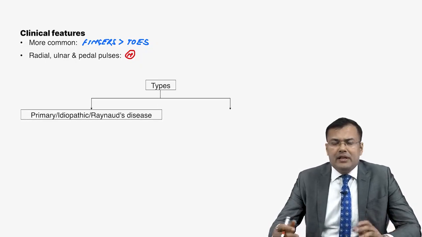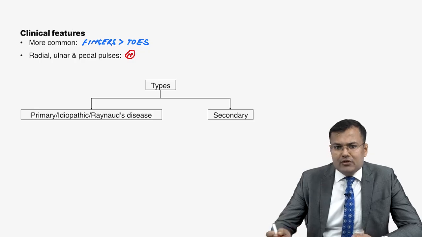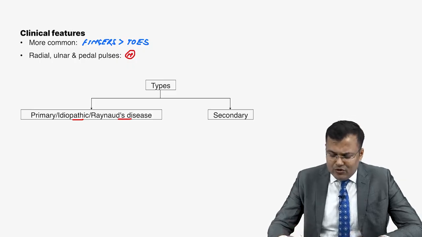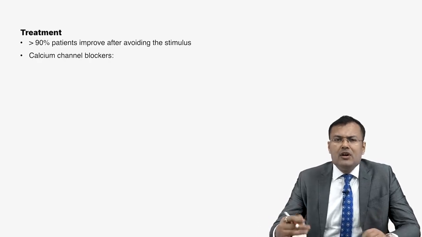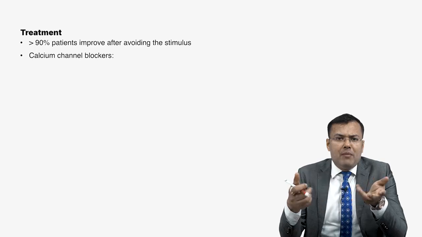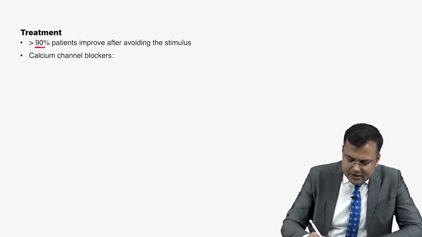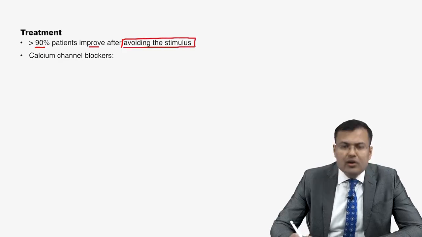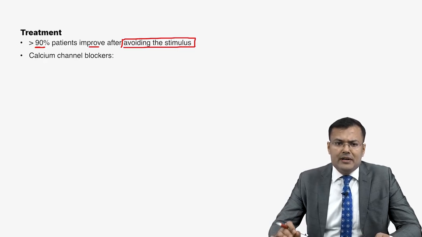You know what the types are? It is of two types, primary and secondary. Primary Raynaud's phenomena is also known as idiopathic. It is also known as Raynaud's disease, right? How to manage? More than 90% of patients are going to improve after avoiding the stimulus. So we ask the patient to avoid cold stimulus, wear warm gloves during winters, and avoid using vibrating tools.